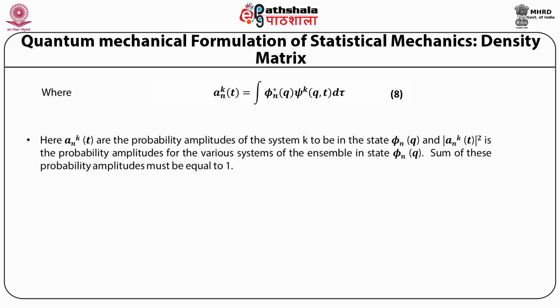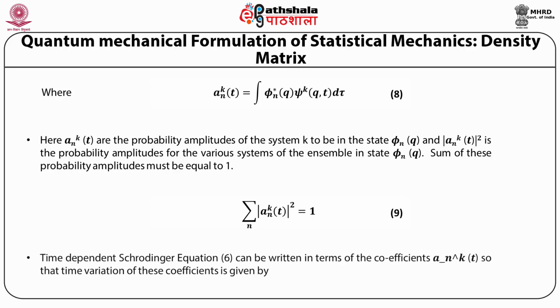Here, a_nk(t) are the probability amplitudes of the system k to be in the state φ_n(q), and the modulus square of a_nk(t) is the probability for the various systems of the ensemble in the state φ_n(q). The sum of these probabilities must be equal to 1. That is, summation over n of the modulus square of a_nk(t) must be equal to 1.